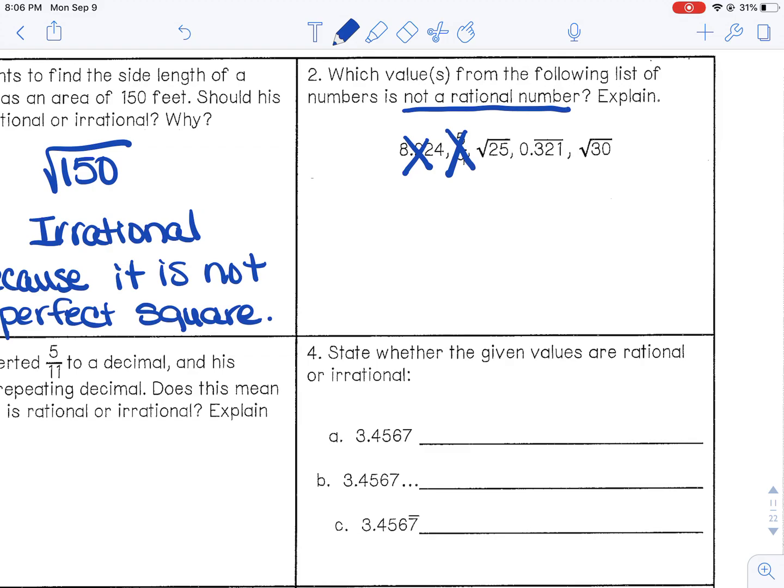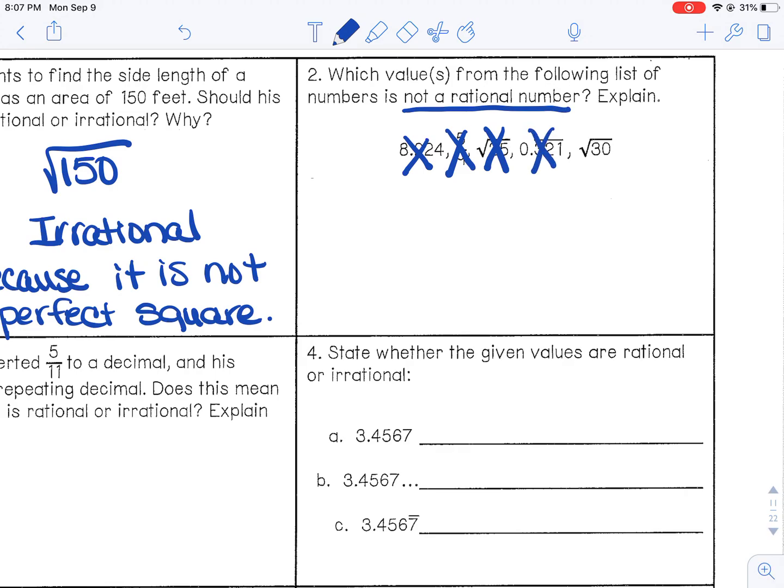Square root of 25. Is the square root of 25 rational or irrational? Remember, for it to be rational, it has to be perfect. Is the square root of 25 perfect? Yes, so it is a rational number. Let's take a look at the repeating decimal of 0.321. Look at your notes. Is a repeating decimal rational or irrational? It is rational, so that cannot be our answer either.